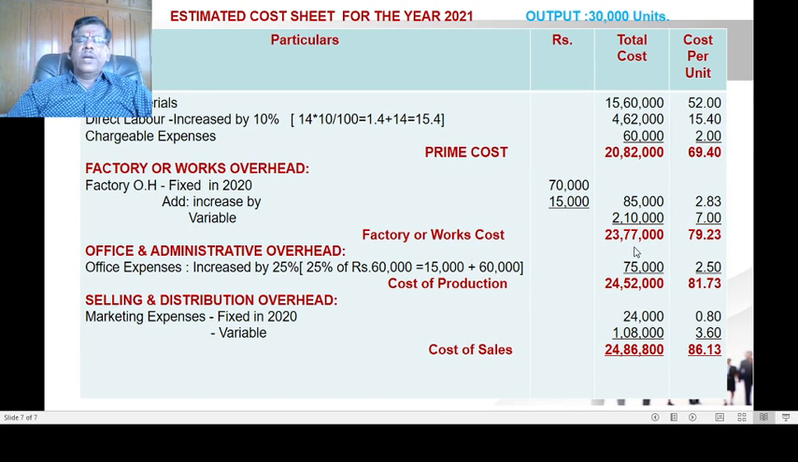Factory or works cost plus office and administrative overhead, you will get the cost of production, that is 24 lakhs 52,000. Then the per unit cost is 24 lakhs 52,000 divided by 30,000, you will get 81.75. That is 79.23 plus 2.50, which gives 81.73, called the cost of production. And add selling and distribution overhead.